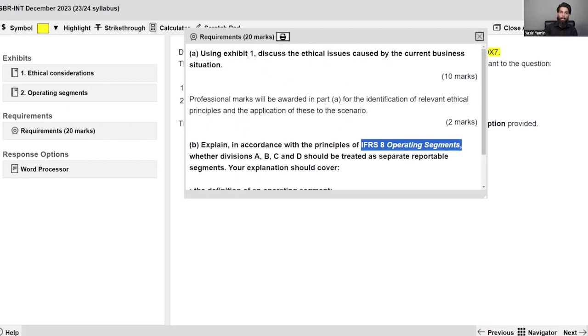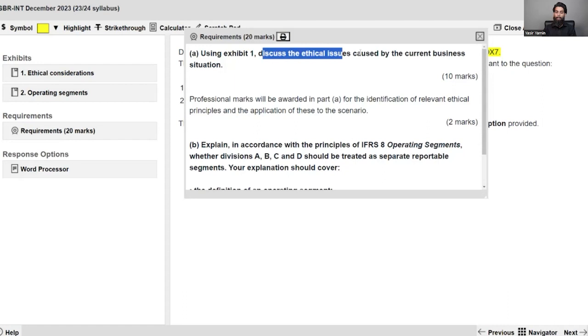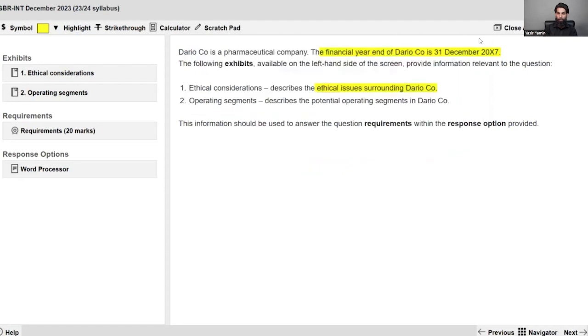It says that using exhibit number 1, so not exhibit 2, exhibit 1, discuss the ethical issues caused by the current business situation. This is 10 marks and plus 2 marks for being professional. All right. Now I just need to discuss the ethical issues.